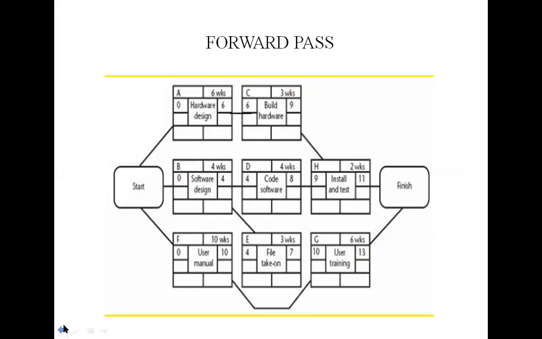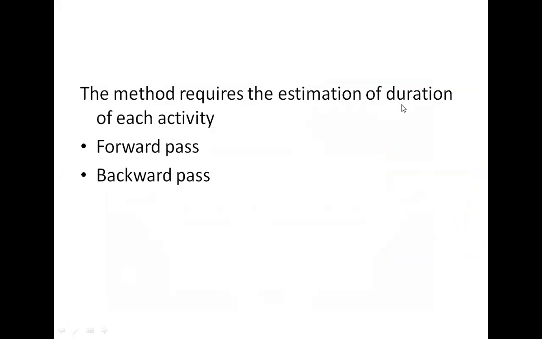So when we have to represent the method, it requires estimation of the duration of each activity. We have two methods: one is forward pass, another one is backward pass. I already explained about forward pass. Then we move to the backward pass.